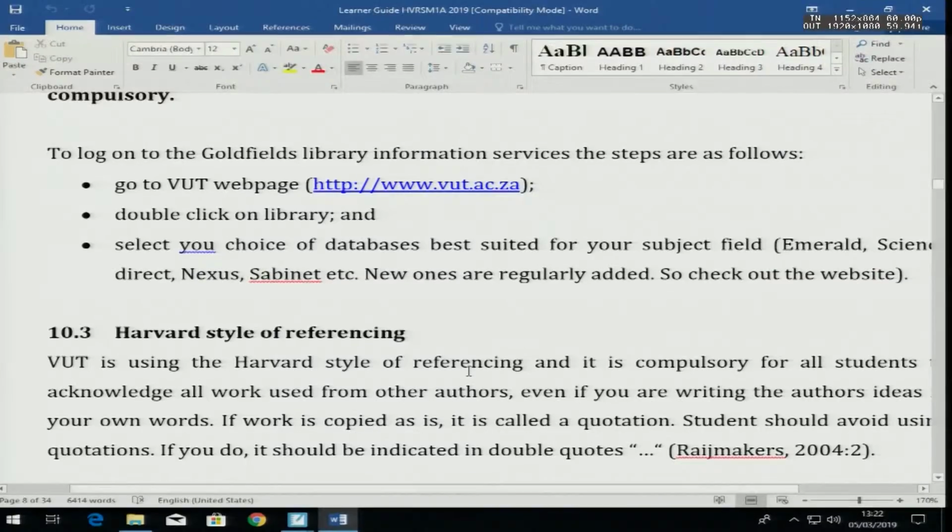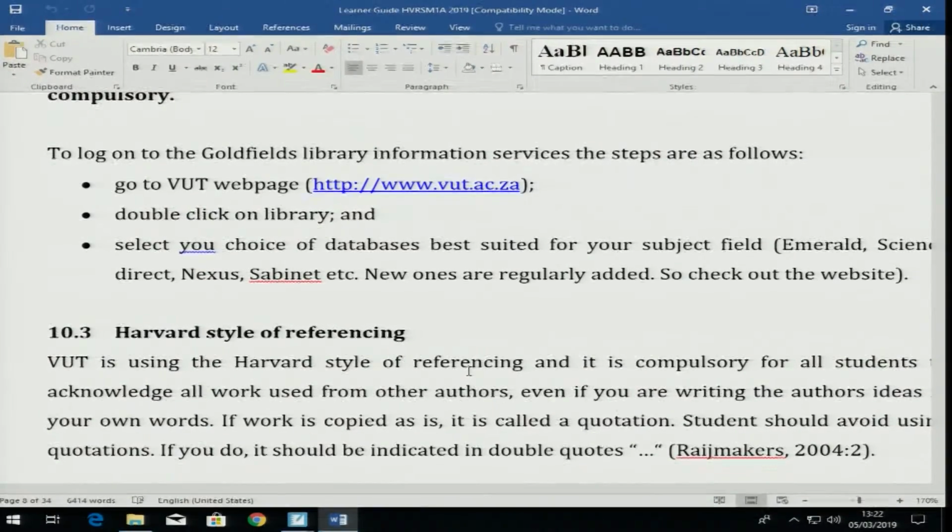Okay, and then I'm done with my introduction. Do you have any questions? Right, so what I'm going to do now, you will see a summary of today's lecture is in your learner guide. We are going to start with the Harvard style of referencing and everything that deals with referencing.